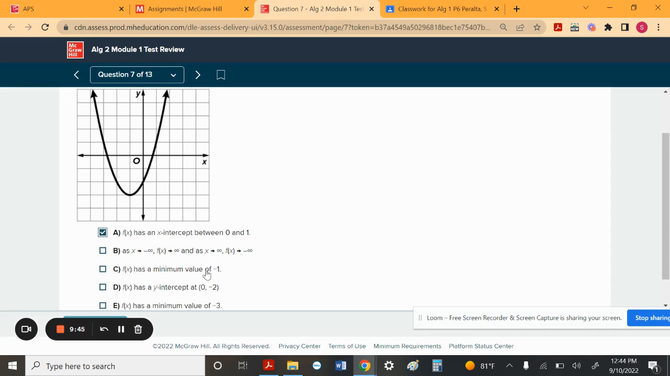Okay, f of x has a minimum value of negative 1. So that would be the y value. So no, it does not have a minimum value of negative 1. f of x has a y-intercept, though, at 0, negative 2. It looks like there is one there. f of x has a minimum value of negative 3. 1, 2, 3. That is true.